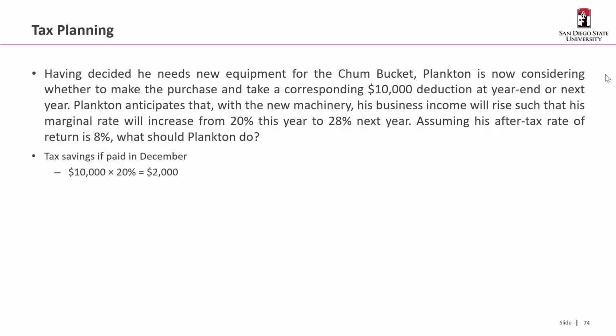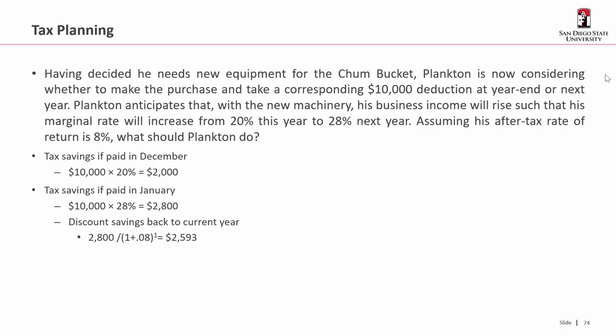So the tax savings, if he pays it in December, is pretty straightforward. $10,000 times 21%, or $2,100. And there's no present value to apply because that's in current dollars. However, if he waits till next year, he'll save $2,800. But when you discount that back, it's only $2,593. Well, $2,593 is still greater than $2,100. And so you almost certainly opt for paying in January, because the rate increase, the tax savings increase, more than offsets your inability to take that deduction till next year.